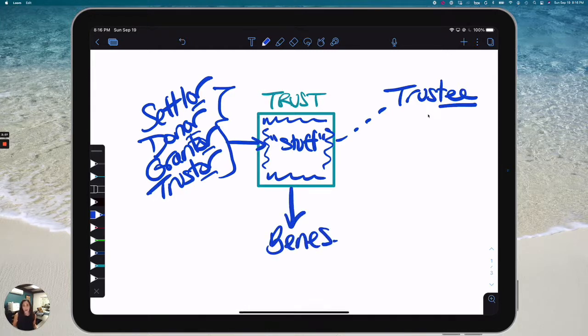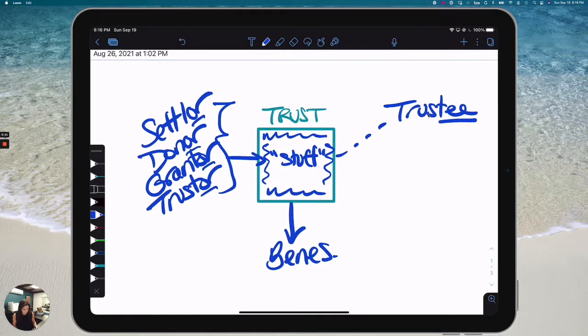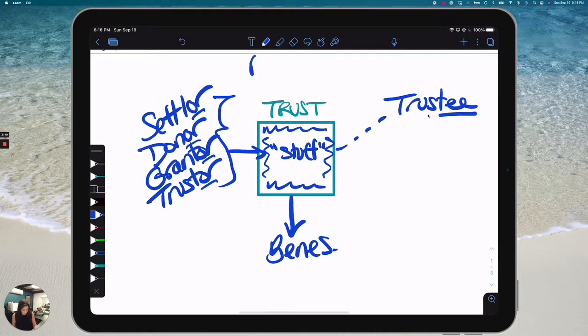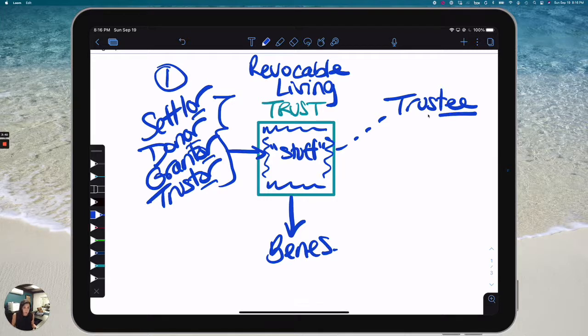So basically what we're doing here is we're creating a third-party relationship. There's always somebody else involved here. With the most basic kind of trust, a revocable living trust, you can be the person who creates it, the settlor or the donor or the grantor or the trustor. You can set it up and put your stuff in it while you're living. And you can be the trustee of your trust and hold on to everything that's inside your trust while you're still living and as long as you're able.